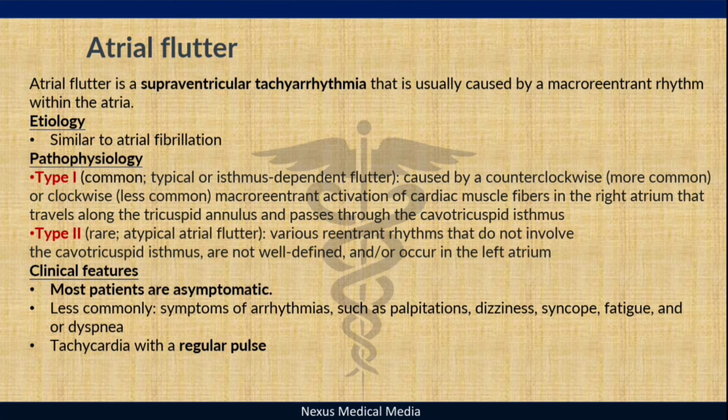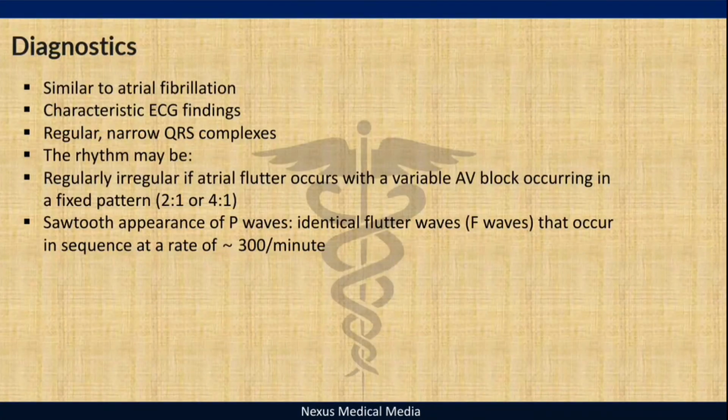So most patients are asymptomatic, and less commonly symptoms of arrhythmias may be there, like palpitations, dizziness, syncope, fatigue, or dyspnea. Tachycardia with a regular pulse, right? So in AFib, the pulse will be irregularly irregular. In atrial flutter, it's a regular pulse.